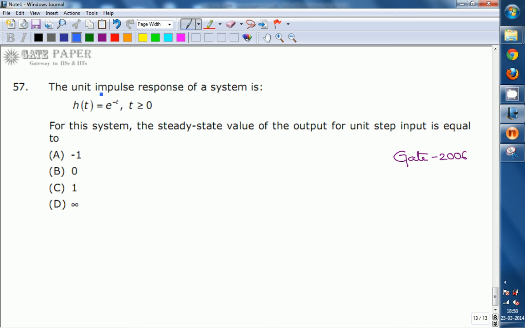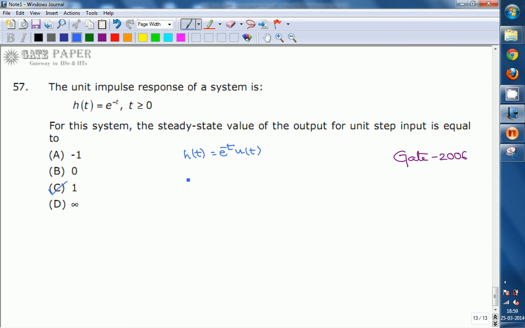Coming to the question, the unit impulse response of a system is h of t equals e power minus t for t greater than or equal to 0. That is, h of t is given as e power minus t, u of t. For this system, we need to find the steady state value of the output for unit step input. Here the answer is that the steady state output for unit step input is obtained as 1. Then we will see how we can get the 1 for the steady state value for unit step input.